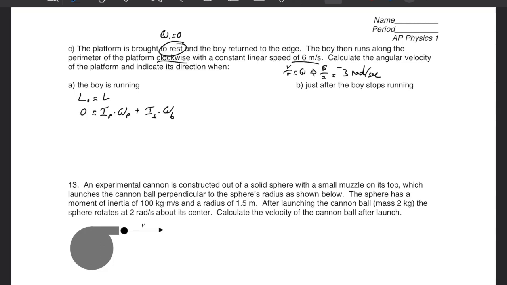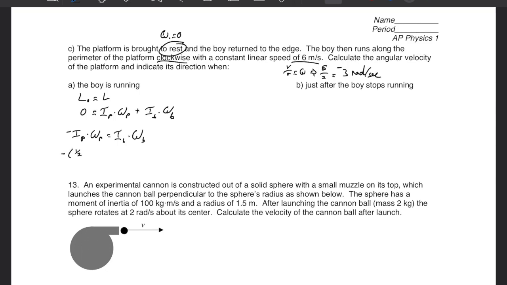P is platform, B is buoy. And they're separate now because the buoy's running, the platform's rotating. He's not stuck to the platform, so they have different omegas. I'm going to subtract the platform side to the other side. So I've got negative IP times omega P is equal to IB times omega B.